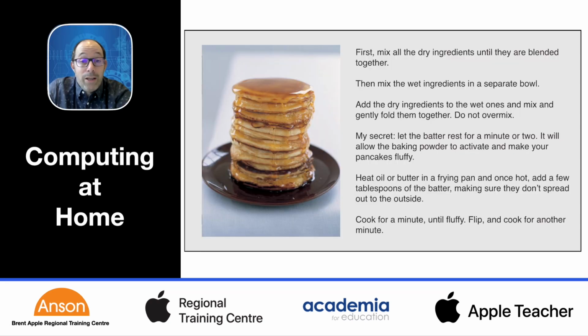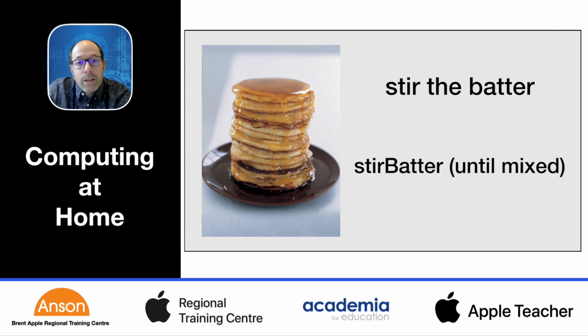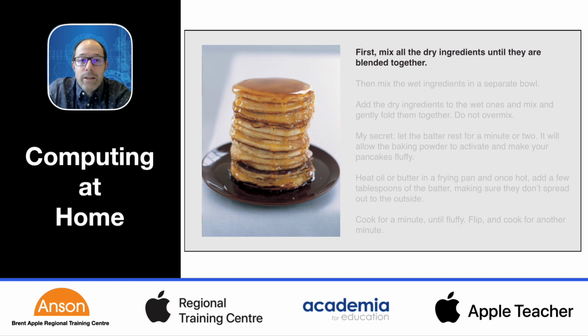Now, we can turn this recipe into code. Think of the recipe as a list of commands. A function in a recipe is something like stir the batter. The parameter just tells you how long to stir it. So I could say stir batter until mixed, or stir batter for 1 minute. In the first line of our recipe, it says, first, mix all the dry ingredients until they are blended together. In code, this would be mix ingredients, that's the function, blend together, that's the parameter.